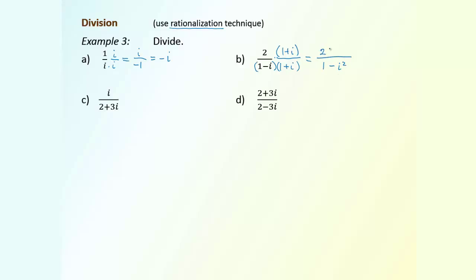In the top, copy as it is, because it could possibly be that we can cancel the 2. Since in the denominator I have 1 minus -1, so it's 2, then yes, we can cancel this 2. And the final answer is a complex number, 1 plus i.